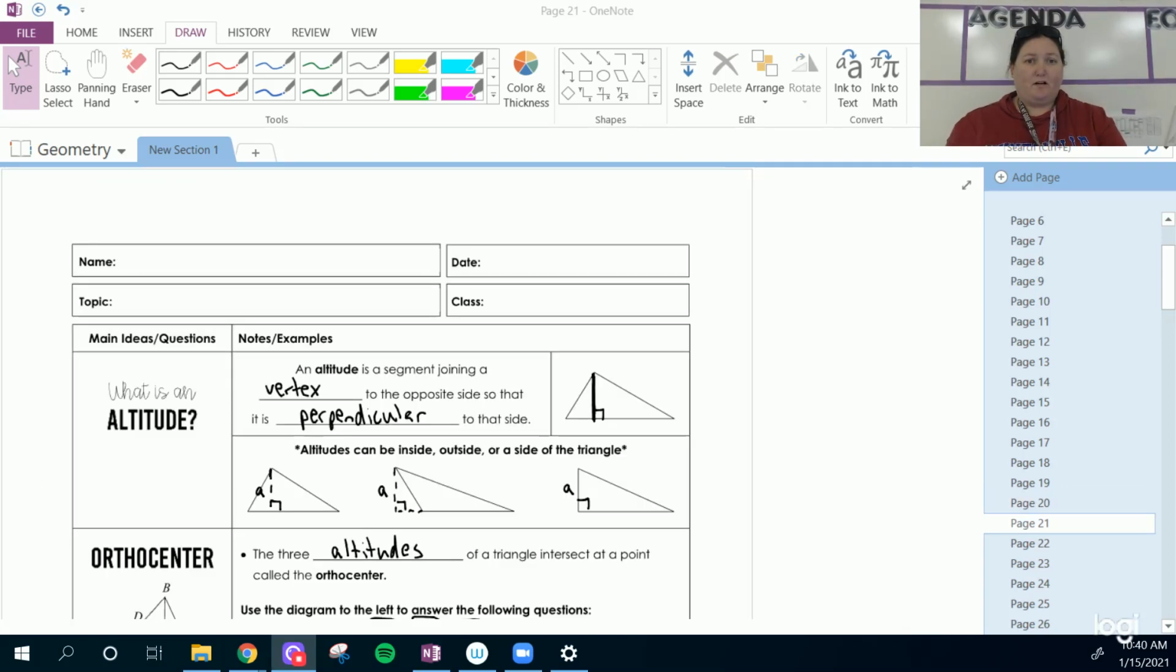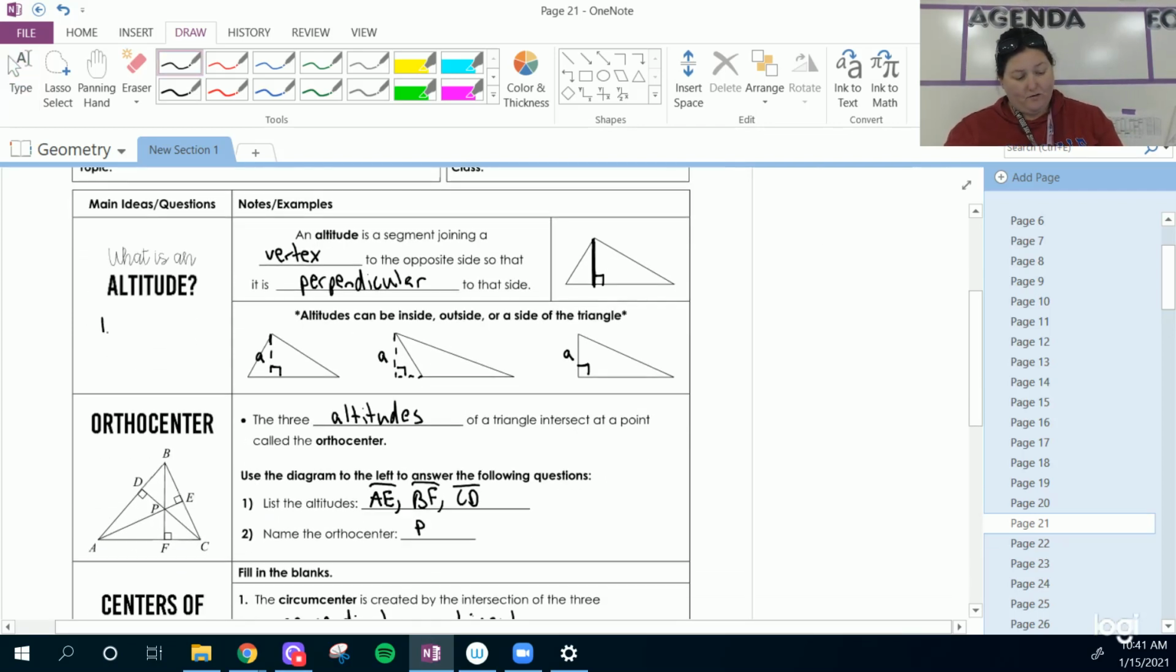So next thing we're going to talk about are the altitude and the orthocenter. So the altitude, many of you have actually already worked with before. If you've used the formula 1/2 base times height, you've already used the altitude. So the altitude is just the height. Think of a mountain. We talk about mountains as having an altitude, and altitude is how high the mountain is. So an altitude in geometry is a segment joining a vertex to the opposite side so that it is perpendicular to that side. Altitudes can be inside or outside of the triangle, or even the side of a triangle.